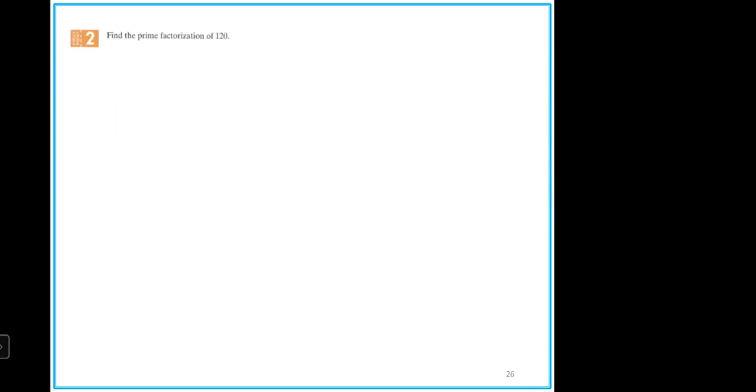So let's try this one. I want you to do the prime factorization of 120 using what we just looked at as an example. I'll give you a minute to work on that.